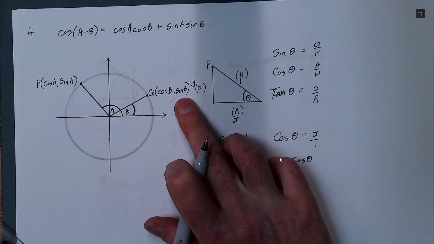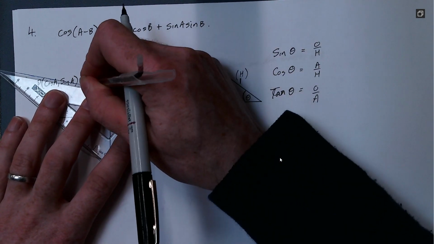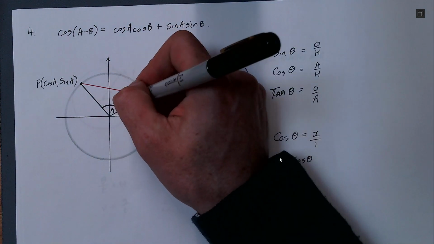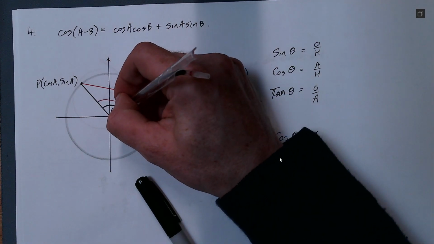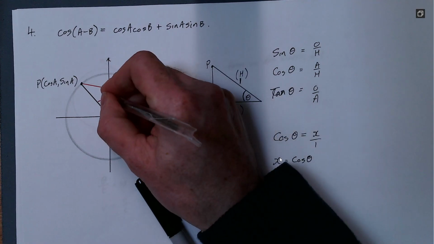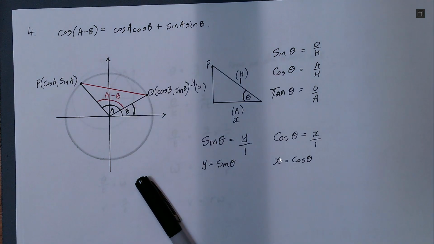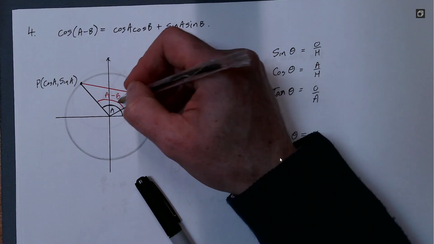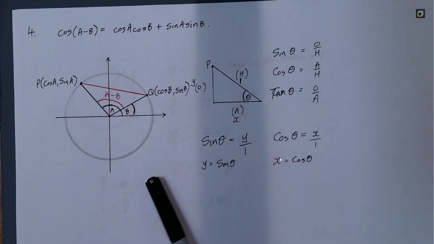Now we want to find the length of PQ. The angle between OP and OQ is A minus B, because the middle line is A and the other is B. So the angle is A minus B.